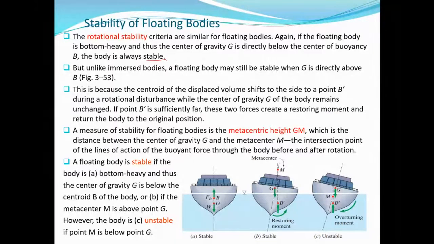And this is because the centroid of the displaced volume shifts to the side, okay? Like when you look at the second case here, you have G above B, okay? But the ship has tilted slightly. It has tilted, okay, slightly. And the B has a new position, okay? The center of buoyancy has a new position in this case. The volume shifts to the side to a point B prime during a rotational disturbance, while the center of gravity G of the body remains unchanged. Okay, the center of gravity G of the body remains unchanged. If point B prime is sufficiently far, these two forces create a restoring moment and return the body to the original position.